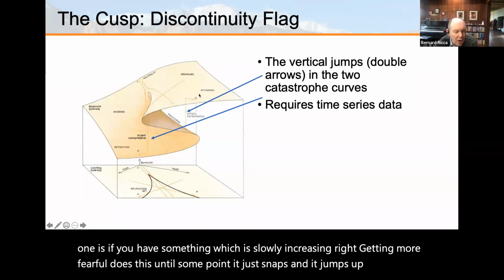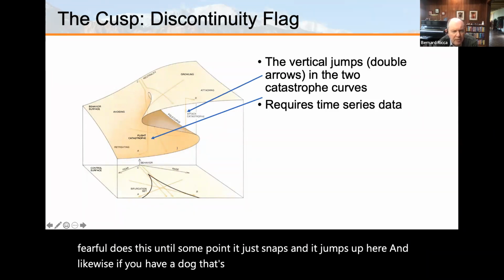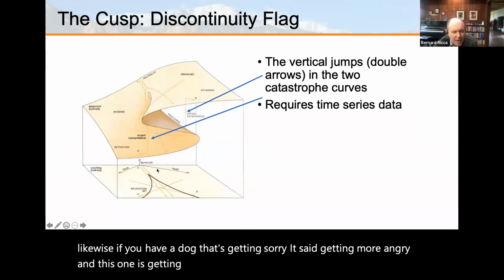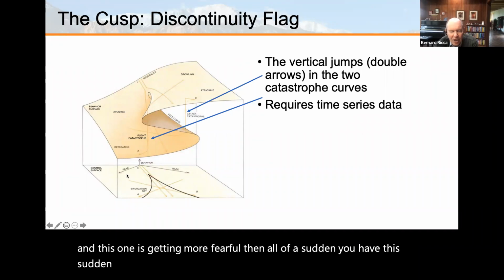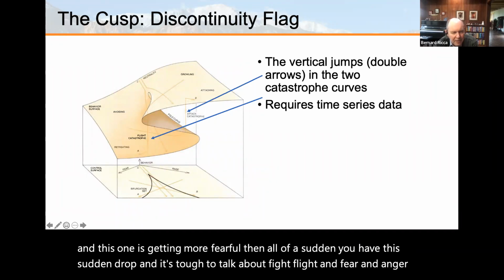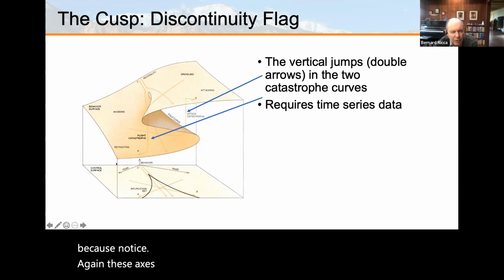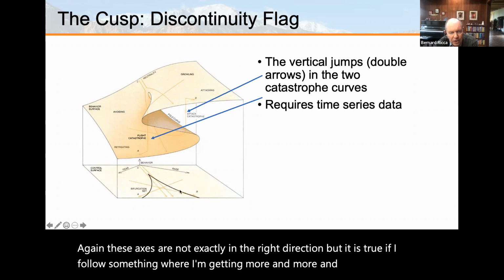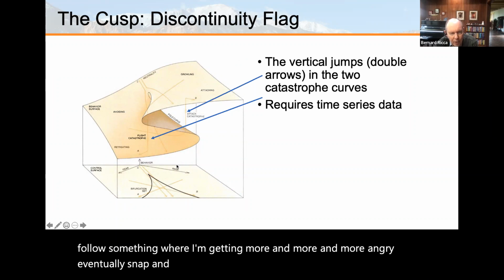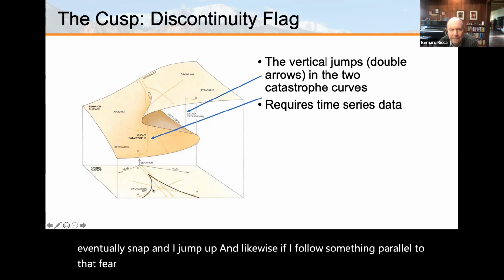And likewise, if you have a dog that's getting more angry, and this one's getting more fearful, then all of a sudden you have this sudden drop. And it's tough to talk about fight, flight, and fear and anger because notice, again, these axes are not exactly in the right direction. But it is true, if I follow something where I'm getting more and more angry, eventually I snap and I jump up. And likewise, if I follow something parallel to that fear axis, eventually I jump down.